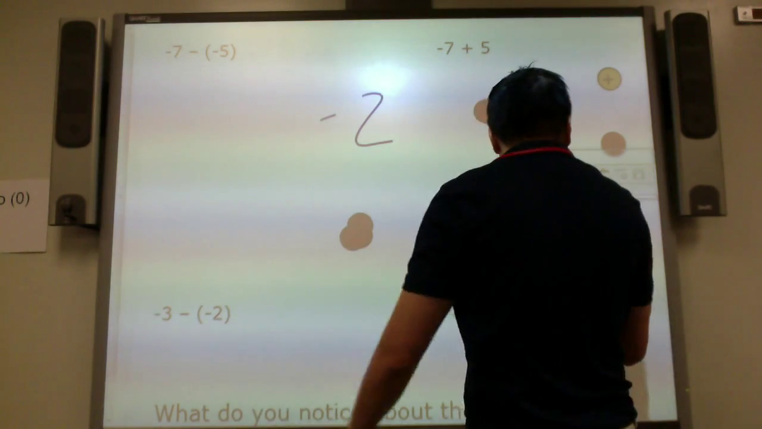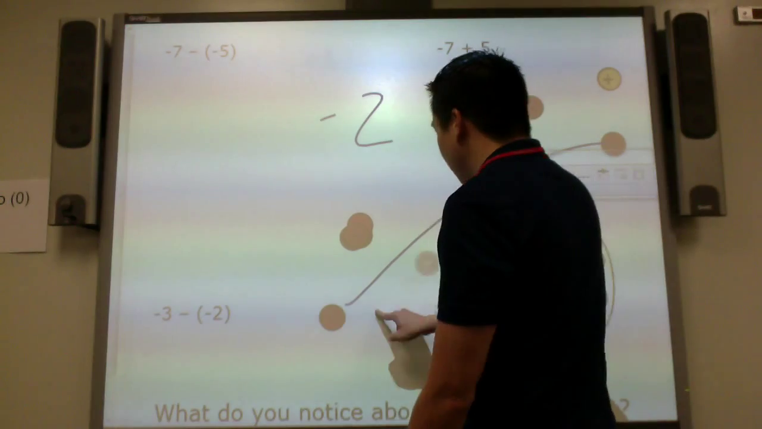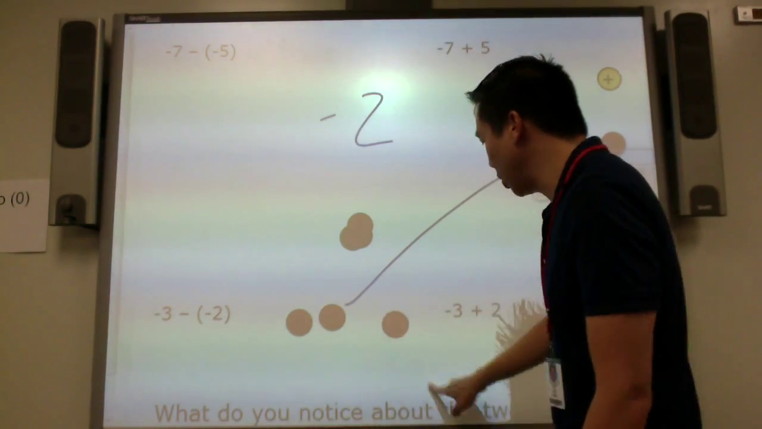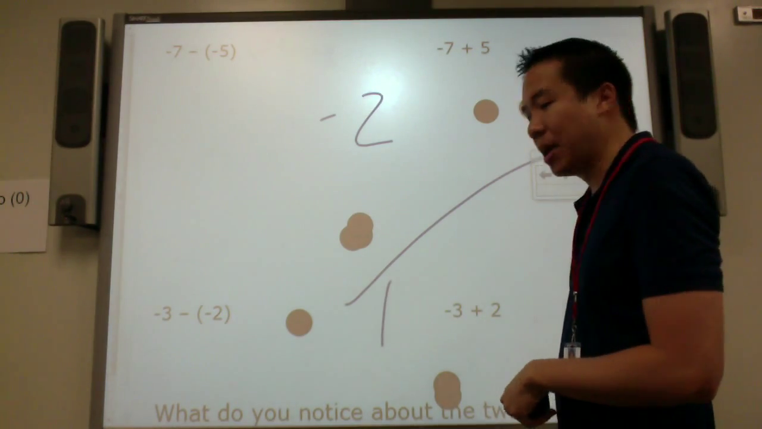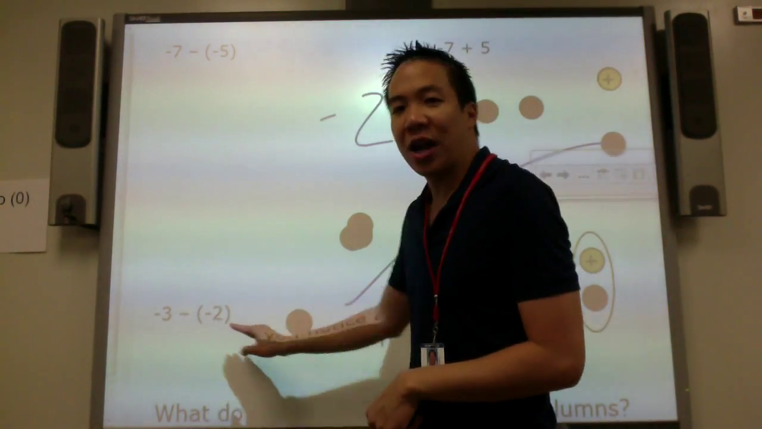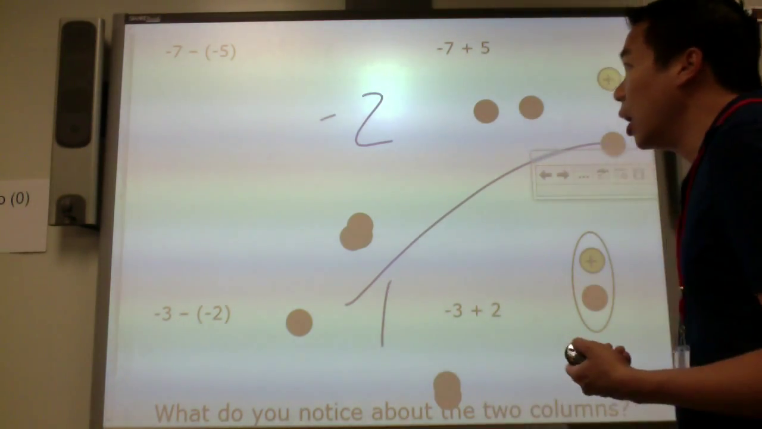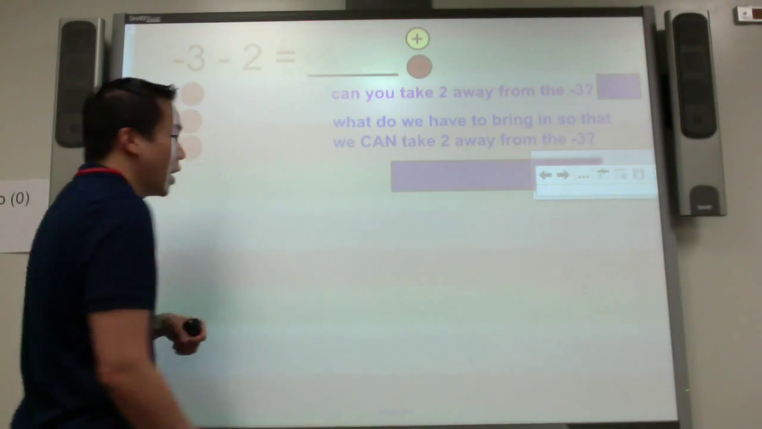Next one. You have 3 negatives. You start with 3 negatives. 1, 2, 3. They want you to subtract or take away 2 of the negatives. So what do you have as the answer? 1. We're going to learn very shortly a subtraction and addition expression can be equivalent. Now let's get to the harder stuff. This is where kids get confused, way confused.